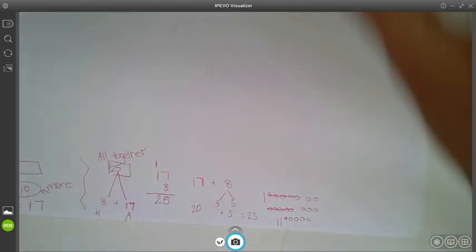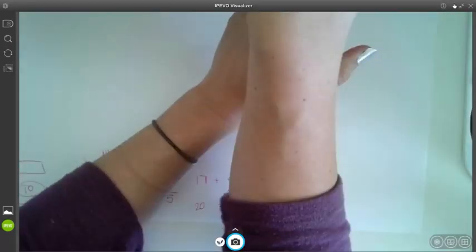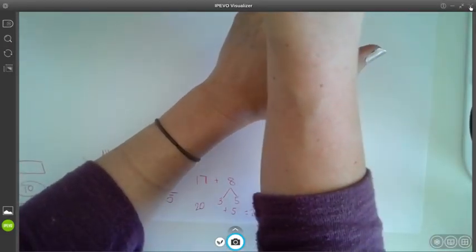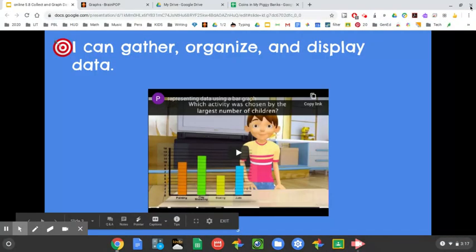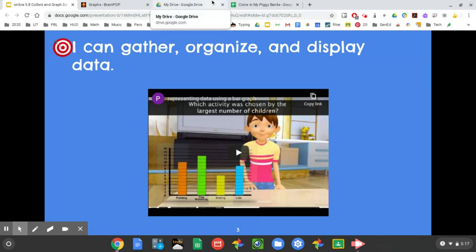All right, so if you feel like that is enough for your brain for today, awesome. If you would be interested in an extension, then I want you to continue to stay on, because I'm going to show you how to create a pie graph using your Google Sheets. All right.